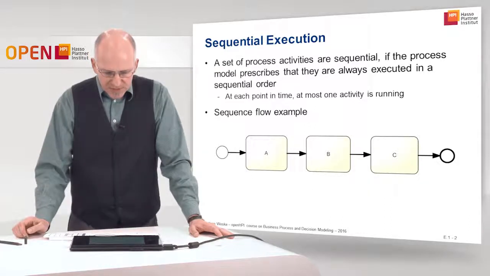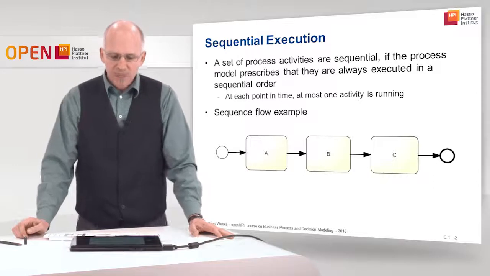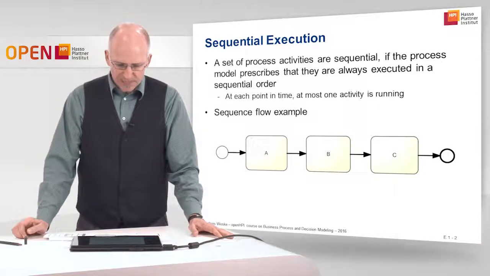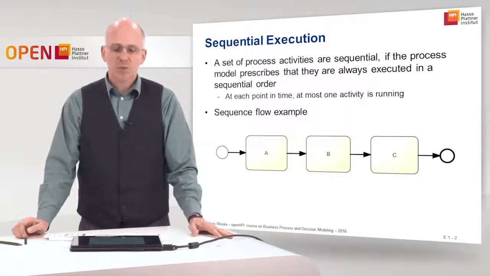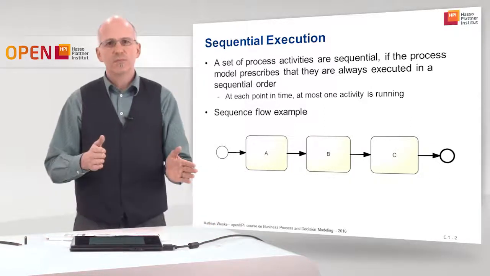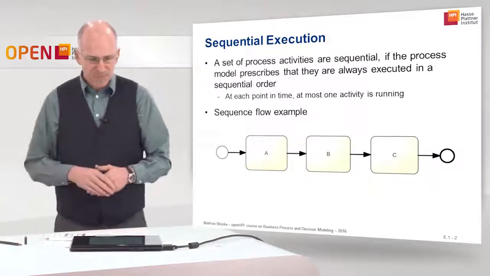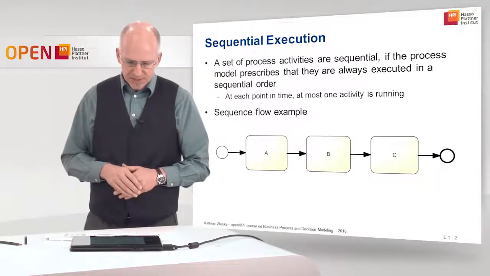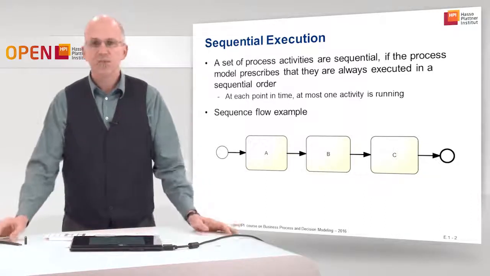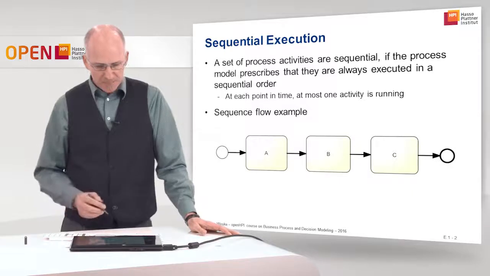A set of process activities are sequential if the process model prescribes that they are always executed in a sequential order, so one process activity after the other. So at each point in time, at most one process activity is running.